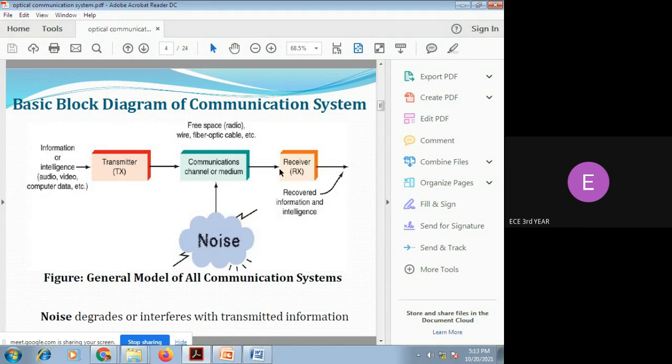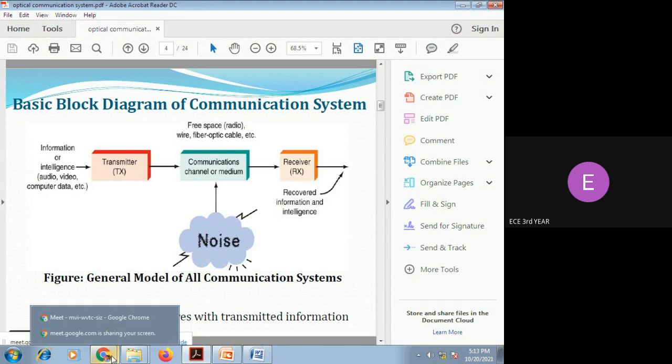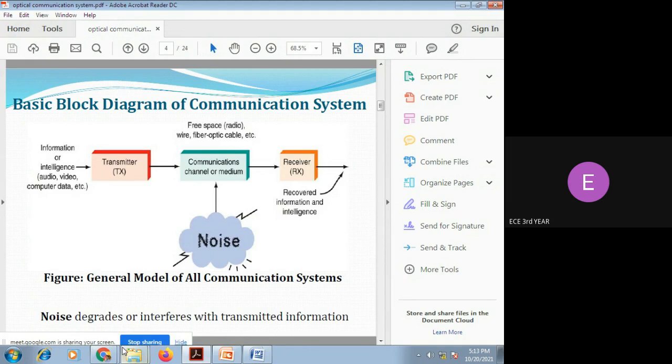Basic block diagram of a communication system. There are three blocks available. The first one is the transmitter block, the second one is the channel, and the third one is the receiver. The input of the transmitter is the information source, that is, the signal we are going to transmit. Examples are our voice signal, audio signal, video signal, computer data, and traffic signal. This signal is sent to the transmitter through a drive circuit.